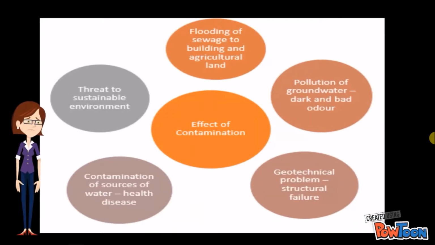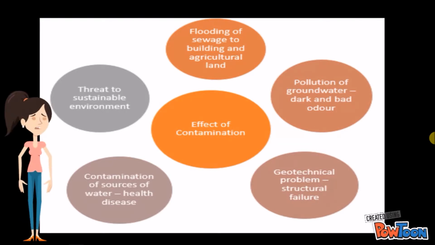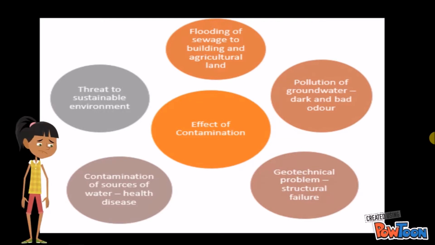As shown earlier in the video, the problem causes flooding of sewage to the building and agricultural land, and also pollutes the groundwater system. The groundwater turns out to be dark in color and has a bad odor. The situation also causes structural failure to the wall and slab, especially at the ground level. Pollutant will change the geotechnical properties of the soil, which will later cause geotechnical problems.